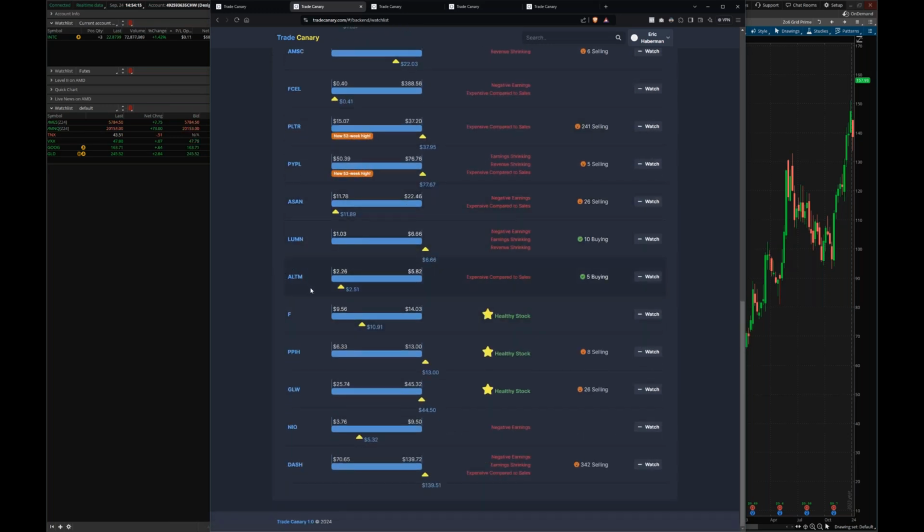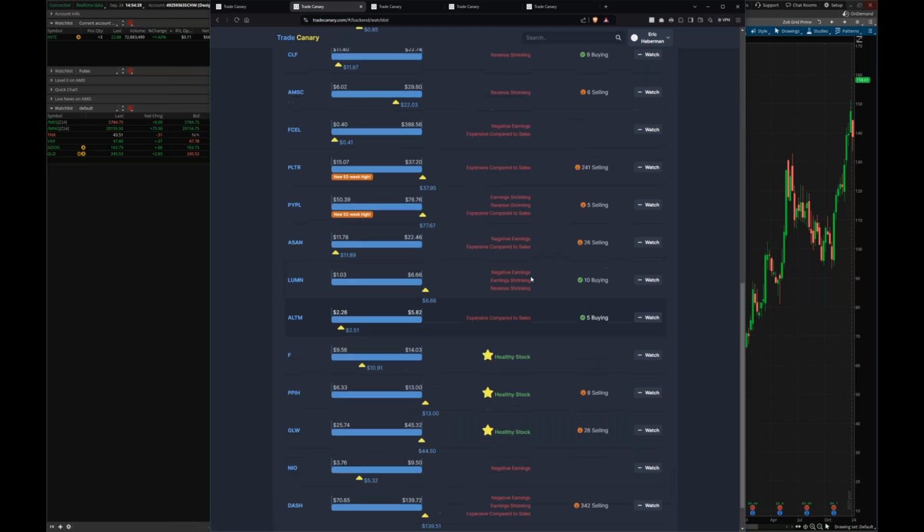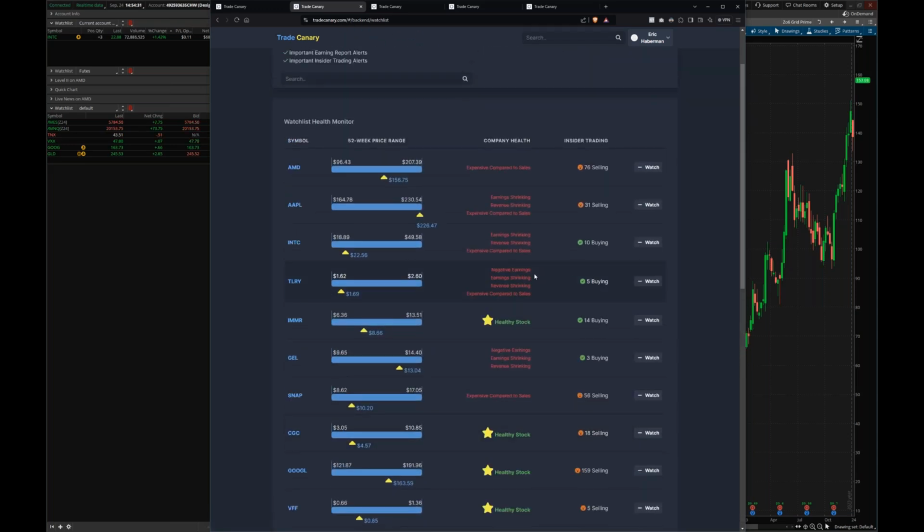I'm gonna look at this in just a second with you guys. Absolutely love this company idea, ALTM. Way bottom of the price range. We've got 5 insider buying. It's a little expensive compared to sales, but I think that's about to change. So okay, they're just getting started with Trade Canary.